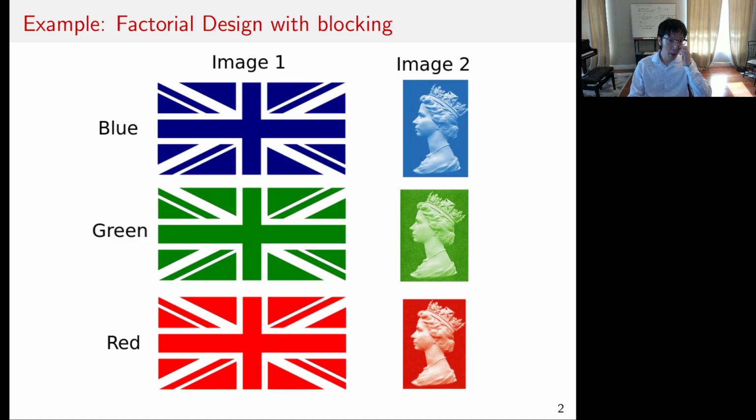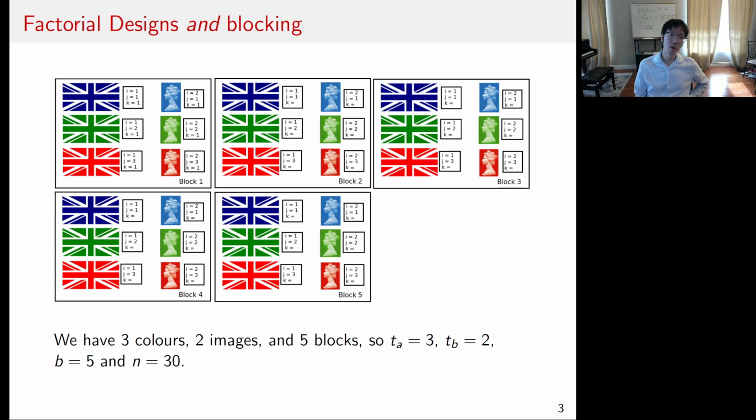Okay, so just to illustrate, suppose we have 2 images, one of a flag, one of Queen Elizabeth, and then we have 3 colors. So those are the six different treatments. And so there's 30 stores, so we can actually lay out all the data. So this is exactly the 30 measurements that we'd be taking for each block and treatment combination.